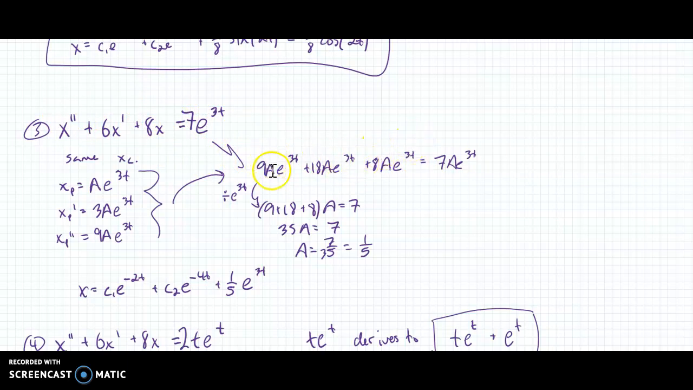And in fact, I can just divide this line by e to the 3t to get this equals 7, 35a equals 7, and do some division and get a is 1/5. So we don't even need a system of equations for that one. Kind of nice and convenient. All right, let's go up to the last one.